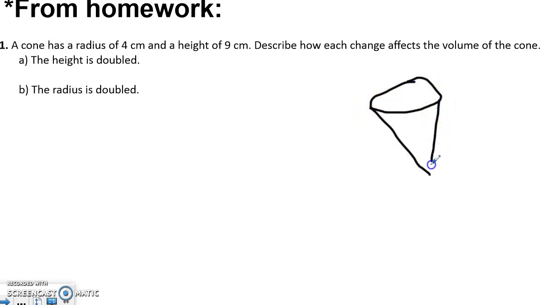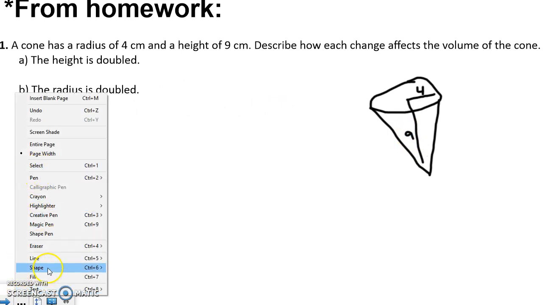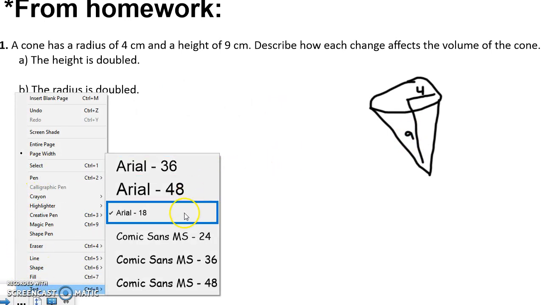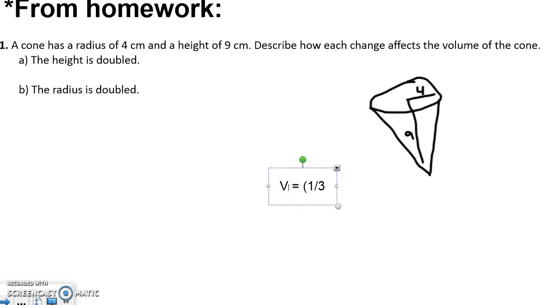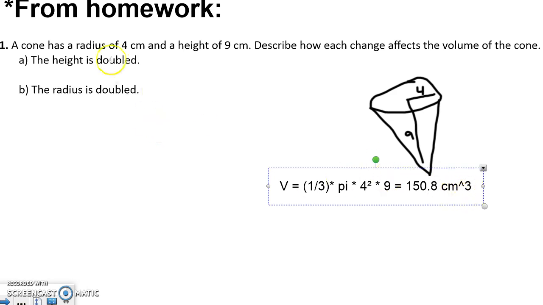Excuse the drawing. So the radius in number 11 is 4. They say the height is 9. And it wants to know how the changes from A and B affect the volume. So real quick, I'm going to find the volume of this initial shape. So the volume would be 1/3 times pi times my radius squared times my height, which turns out to be 150.8 cubic centimeters. So that's the volume of the initial shape.